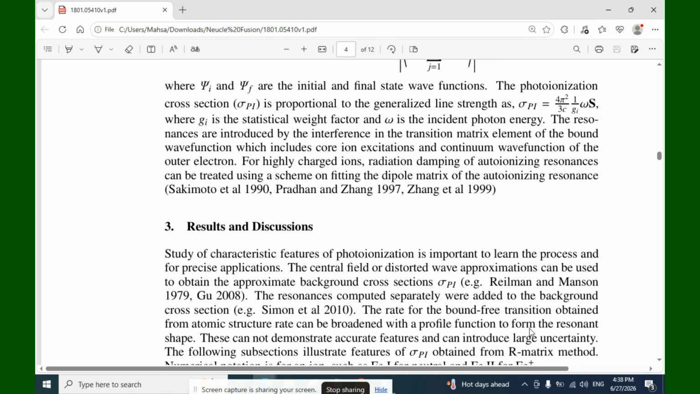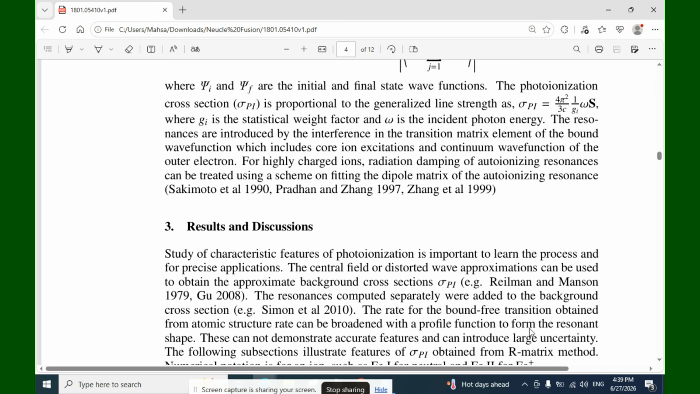where Ψ_i and Ψ_f are the initial and final state wave functions. The photoionization cross section σ_PI is proportional to the generalized line strength, as σ_PI = 4π²/3c × 1/g_i × ω × S, where g_i is the statistical weight factor and ω is the incident photon energy. The resonances are introduced by interference in the transition matrix element of the bound wave function, which includes core excitations, and the continuum wave function of the outer electron.